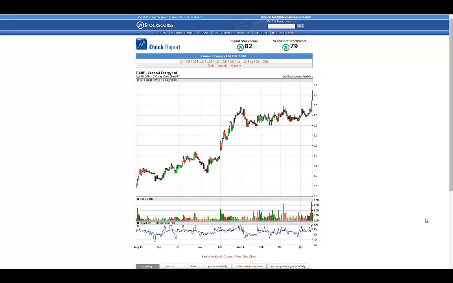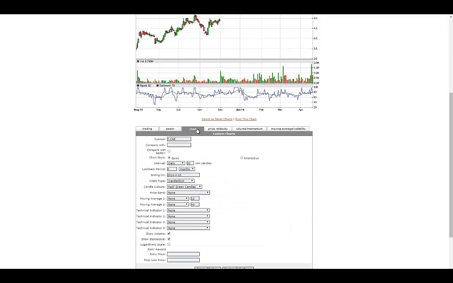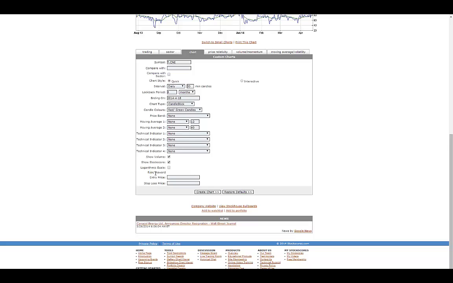Here I've got a chart of Canacol Energy, which was one of the stocks I featured in the newsletter last weekend. You can see here the chart is up. It's an 8-month chart. But what's important to note is that if you go down below the large chart, there's a bunch of tabs there. If I click on the chart tab, at the bottom of the chart tab, there is this place where you can enter in the information necessary for risk reward.